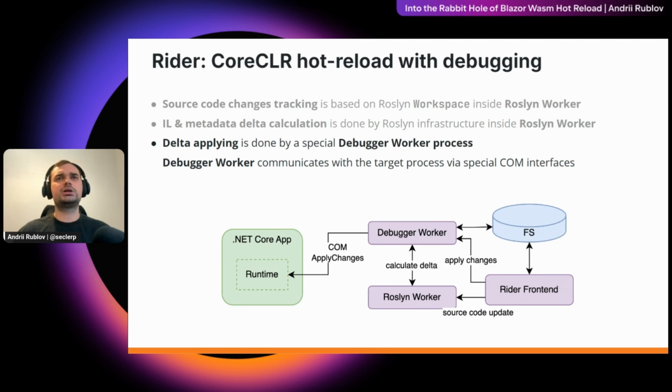From a Rider front-end perspective, the debugger worker is kind of a facade that has almost direct access to the runtime. It is mainly used for debugging, but in the case of hot reload, it is also used as a change delivery mechanism, particularly through the COM interface. On the slide, you can notice the annotated diagram where the debugger worker replaces the named pipe from the previous slide.